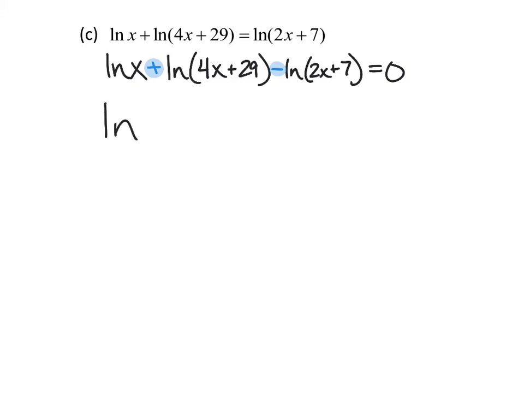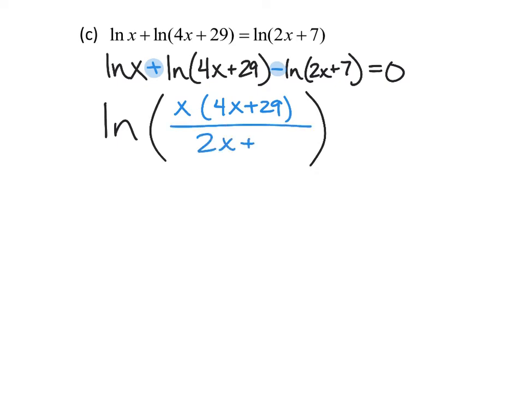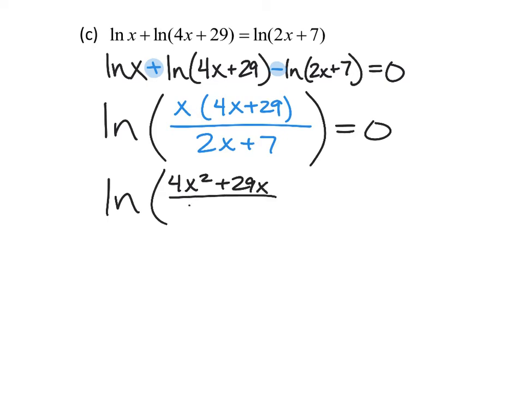This would be the natural logarithm of x times 4x plus 29, all divided by 2x plus 7. I'm condensing it together, equal to 0. Okay, I can simplify that numerator a little bit. I can distribute. This is going to be 4x squared plus 29x, all divided by 2x plus 7, equal to 0.